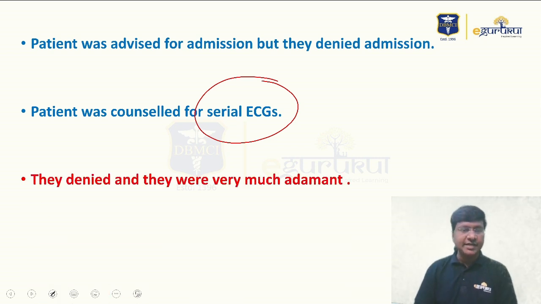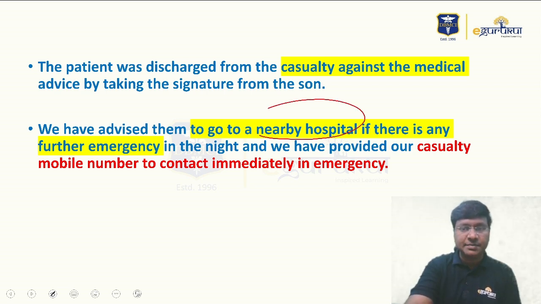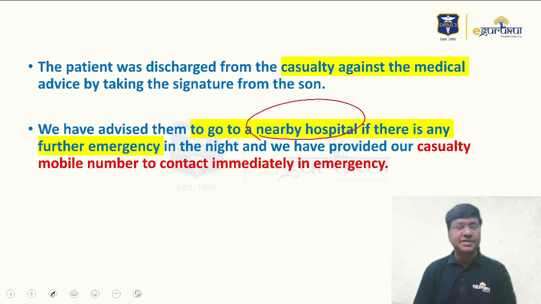So what we have done is they have denied and they were very much adamant. So the patient was discharged from the casualty against the medical advice by taking the signature from the son. And we have advised to go to a nearby hospital if there is any further emergency in the night. And we have provided our casualty mobile number also to contact immediately in emergency.